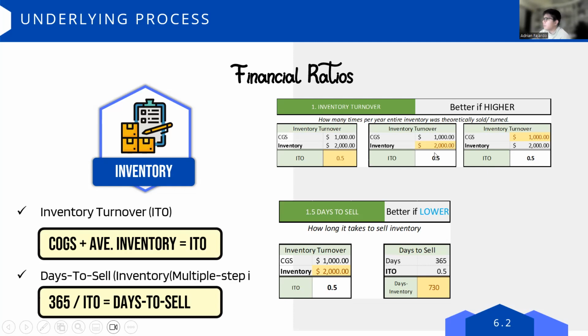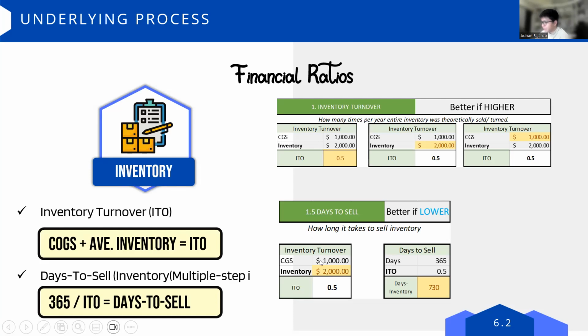And basically, dapat ang alam nyo lang is that if anything is missing, you'll be able to solve for it. So memorize the equation lang. Cost of goods sold divided by average inventory is equal to your inventory turnover. And then yung days to sell is basically just talks about how long it takes to sell your inventory.